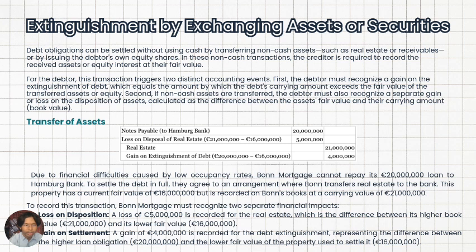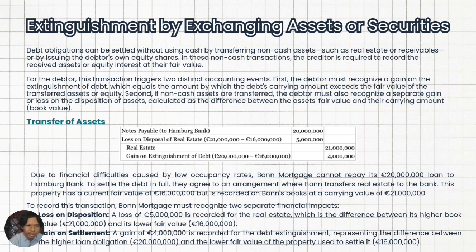For the debtor, this transaction triggers two distinct accounting events. First, the debtor must recognize a gain on the extinguishment of debt, which equals the amount by which the debt's carrying amount exceeds the fair value of the transferred asset or equity. And second, if non-cash assets are transferred, the debtor must also recognize a separate gain or loss on the disposition of assets, calculated as the difference between the asset's fair value and their carrying amount or book value.